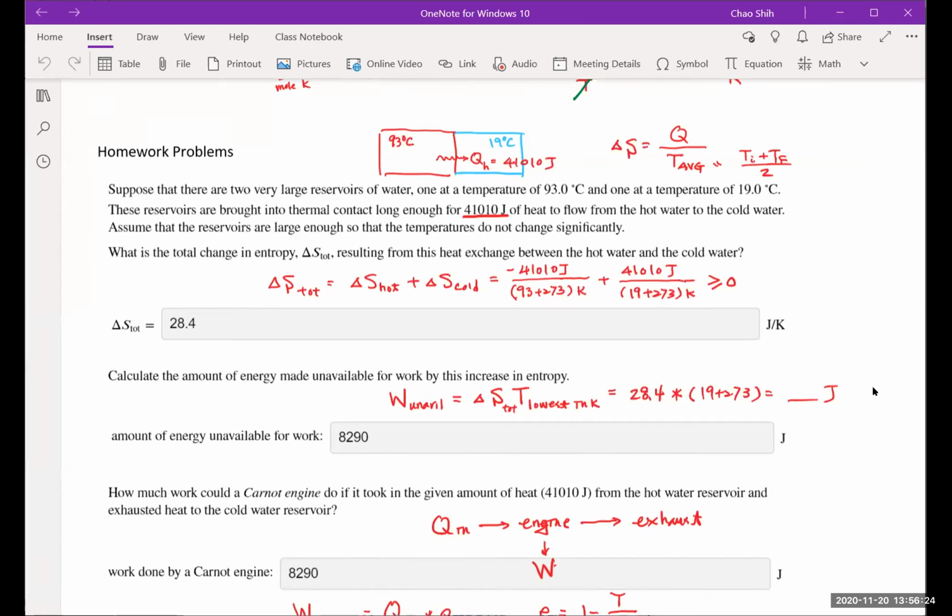The work of the engine: you need to find the efficiency and multiply it with the heat that goes in. So this is the heat in, the 41,000 joule, and the e that you have to get from the temperature difference. Now, this T here is also in Kelvin. I emphasized this before, so I just wanted to make sure this time nobody makes a mistake on this.